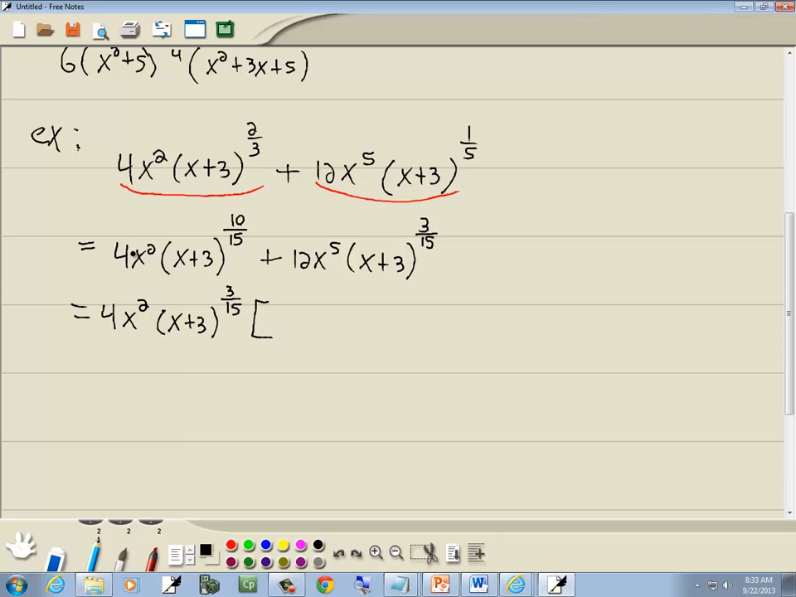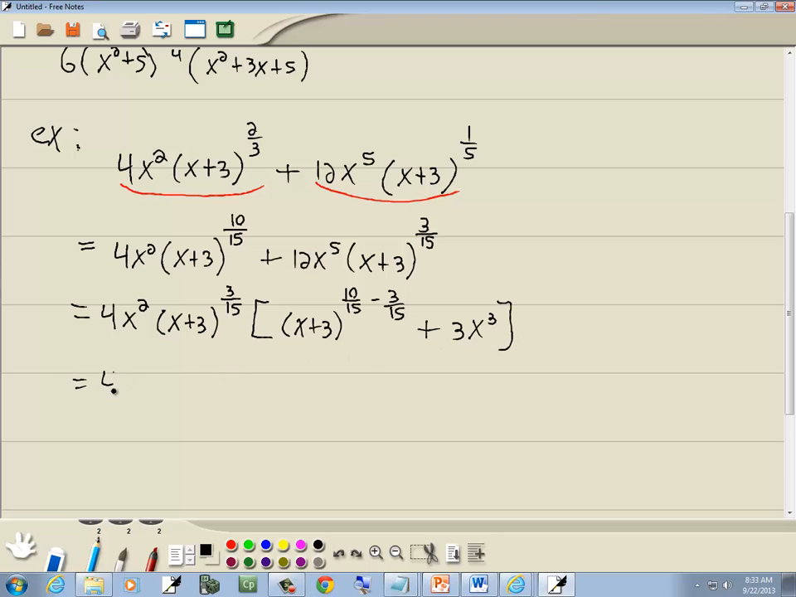Okay, now let's see what's left. That 4 is gone. These x squareds are gone. Here we got (x plus 3) to the 10/15 power. Remember, to decide what's left, you're going to subtract the exponents. So I'm going to take the 10/15 minus the 3/15, what I just took out. Plus 12 divided by 4 is 3. We had 5 x's. We took 2 of them away, so that leaves us 3 x's. And here is (x plus 3) to the 3/15. We took all of that out. So that's completely gone.